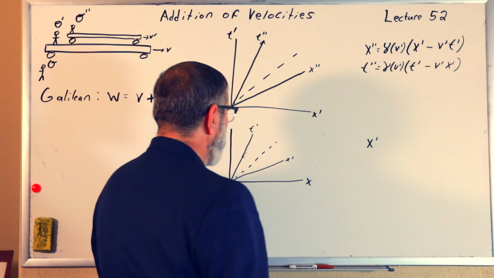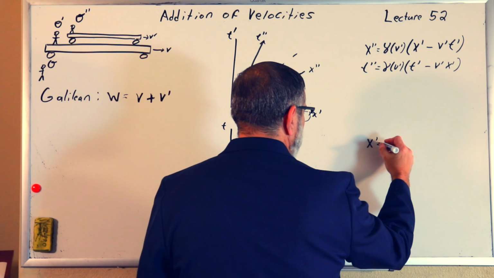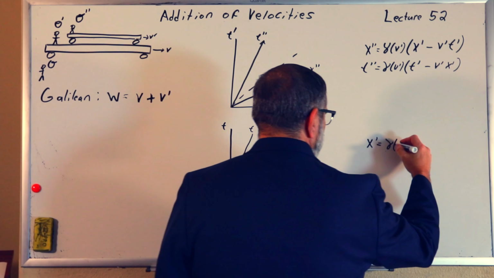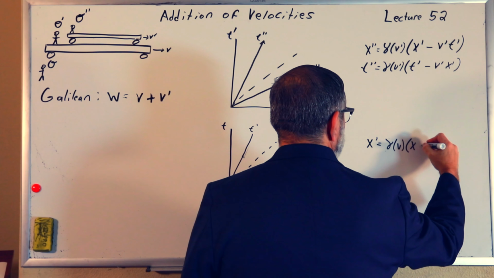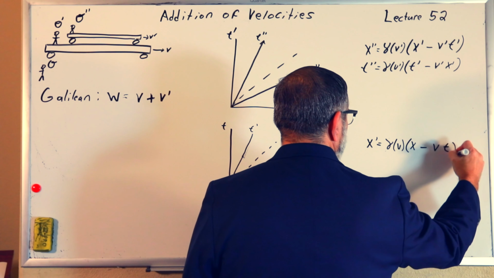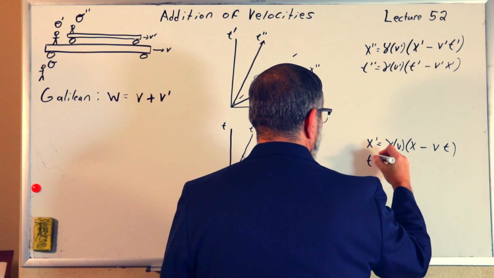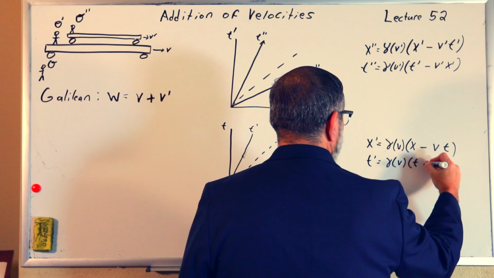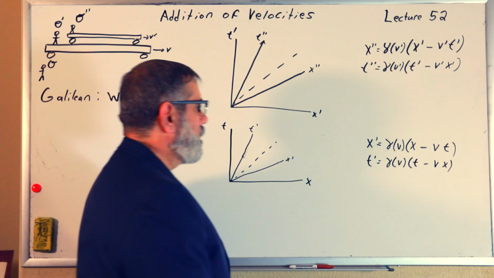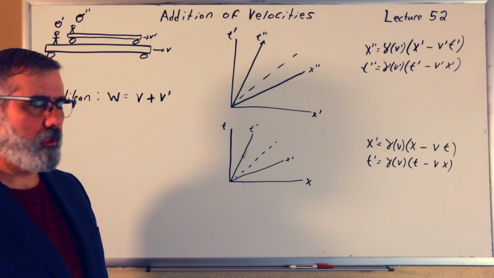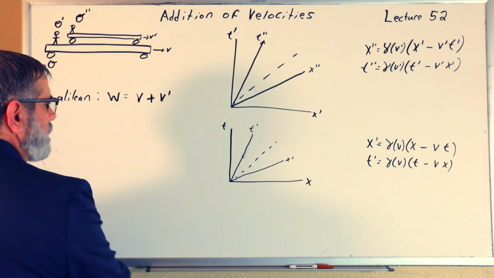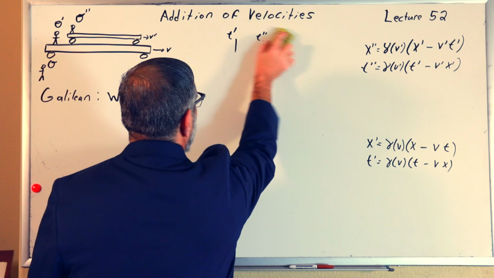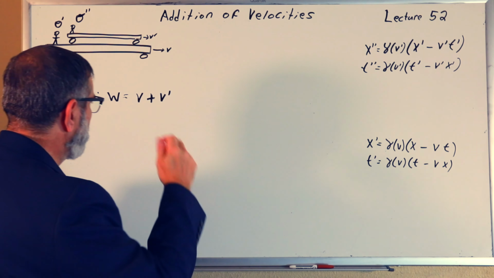This will say that x prime is equal to gamma, and this time the relative velocity is just v, not v prime, v times x minus v t. And t prime will be equal to gamma v times t minus vx. Right? We should be familiar with that. Yes? Okay. So I don't actually need the space-time diagrams, but I do need the room here to show what we're going to do next.